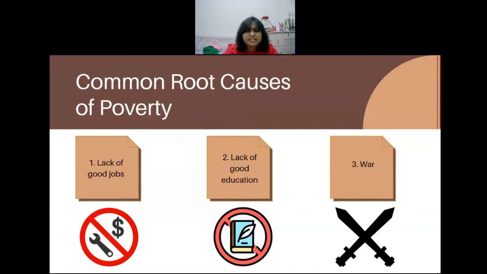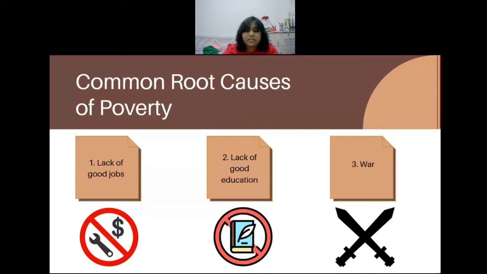As for the second root cause of poverty, it is lack of education. Poverty is a cycle, and without education, people aren't going to be able to better their situations. In many areas of the world, people aren't getting educated. The reasons vary.